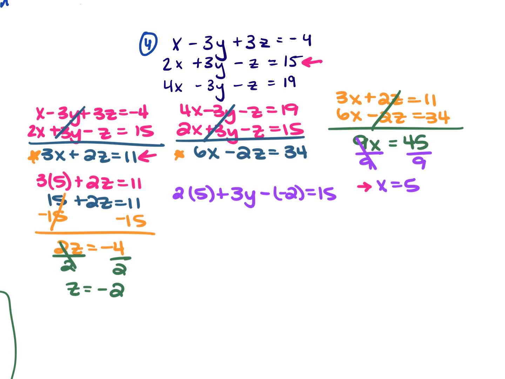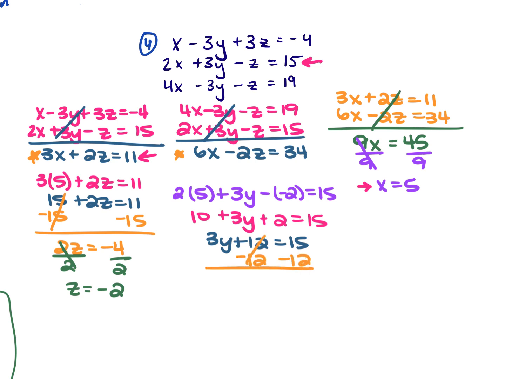This is going to give us 10 plus 3y plus 2 is equal to 15. Your 10 plus 2 is 12, so that's 3y plus 12 is equal to 15. Move your 12 over to subtract it from both sides, so you get 3y is equal to 3. Then divide each side by the 3, and you get that y is 1. So for your ordered triple, you have 5, 1, negative 2.